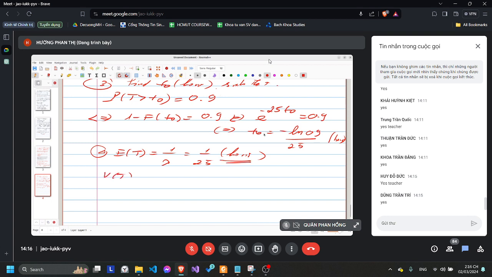Similarly, V of T equals 1 over lambda squared. Hence, the standard deviation sigma T equals 1 over lambda. So it is still 1 over 25 hour. Okay, that's all. So we finish this example. Is this clear for you about the exponentials? Okay. If no questions, I will return to the slides.